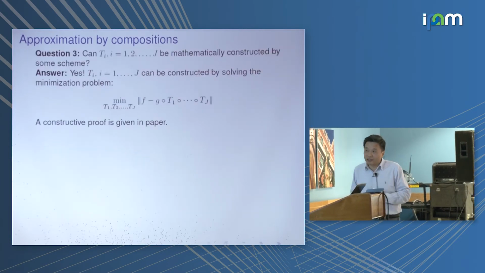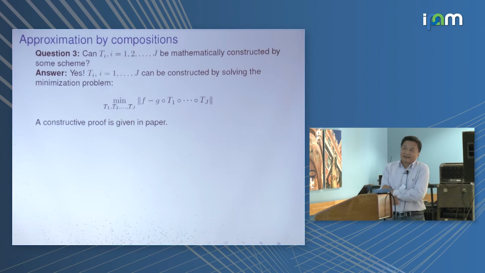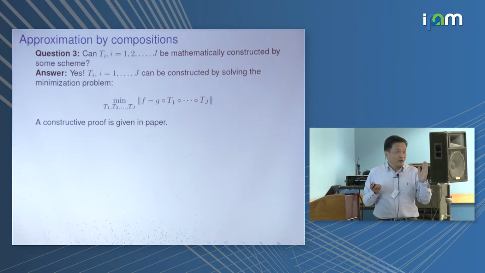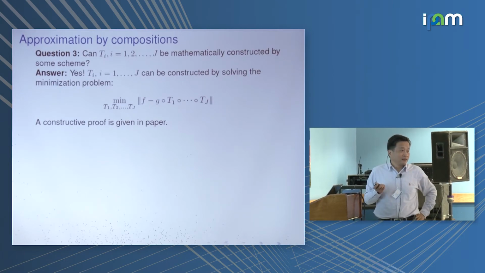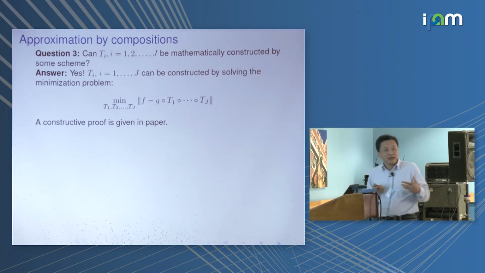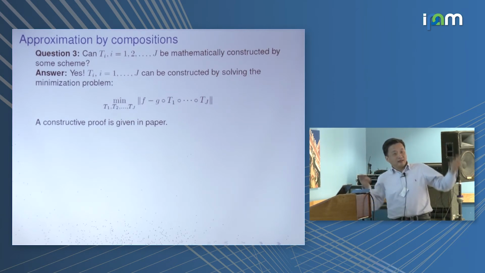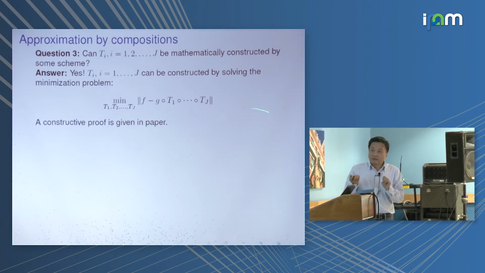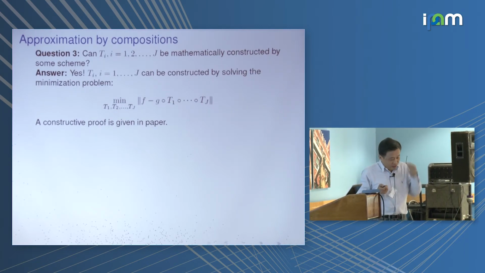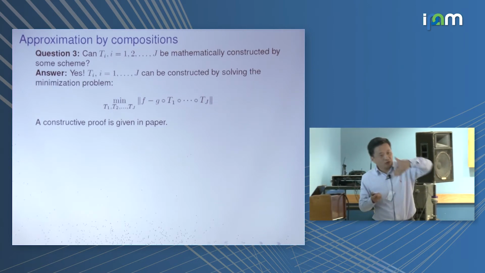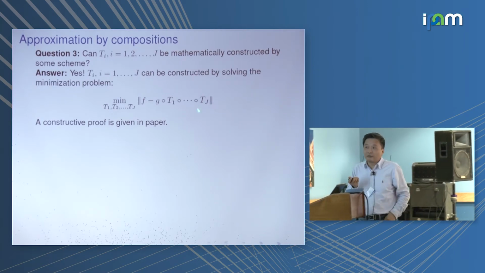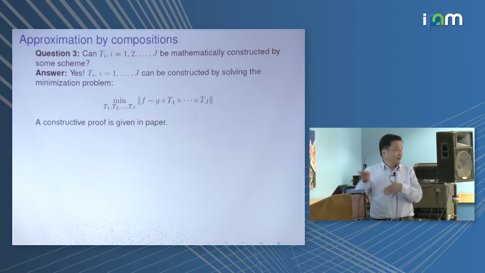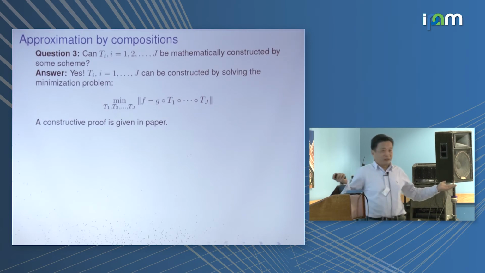So the next question: can I mathematically construct it step by step for the Tj? First of all, if you give me the full f, I say yes. I can have a constructive, computable way. Not just theoretically saying it exists, I can give an explicit form. This proof is constructive. That means you do this step, you get this T1, you go to that. If you are an applied mathematician, you are happy with that. This is finished. Your theorem is complete.